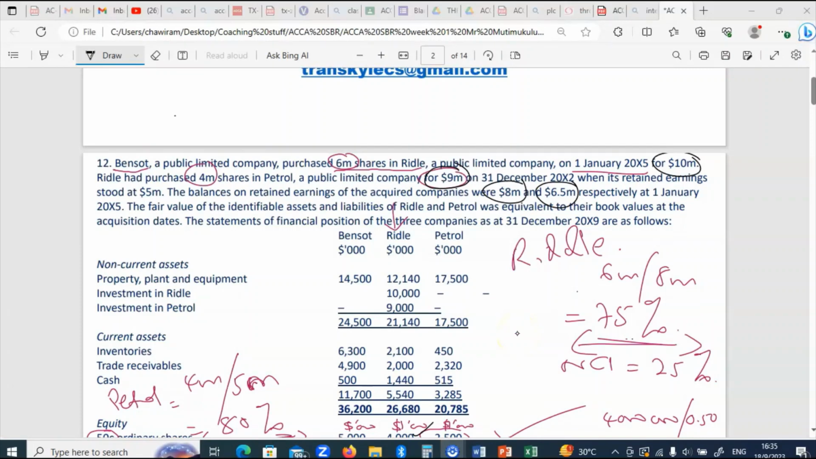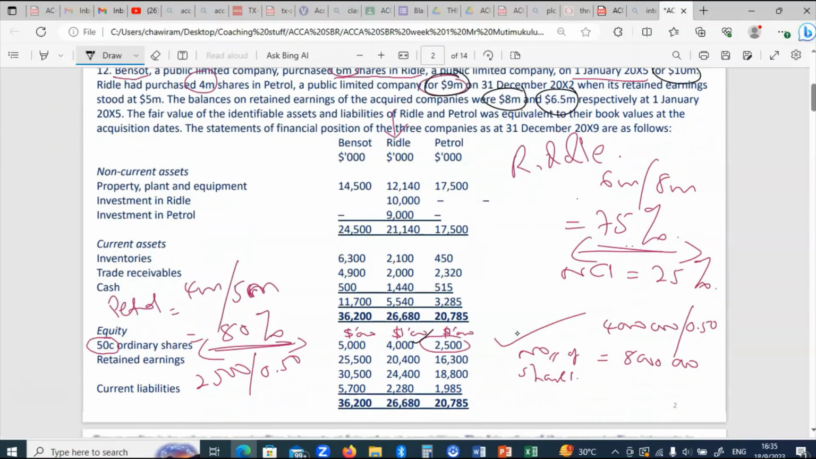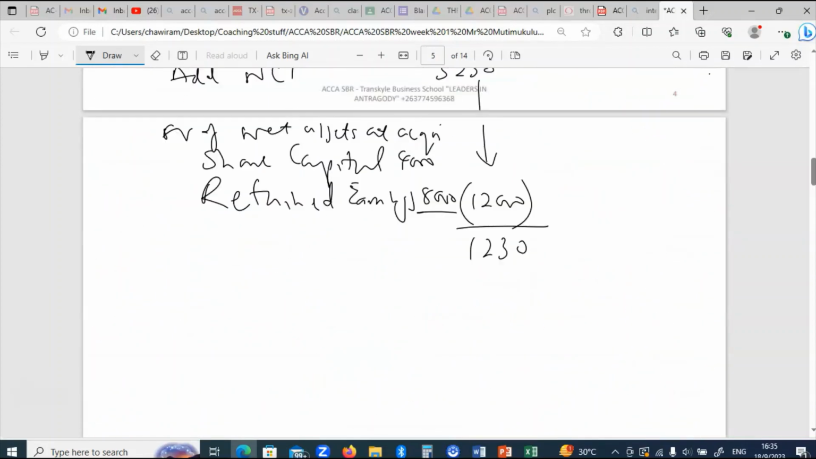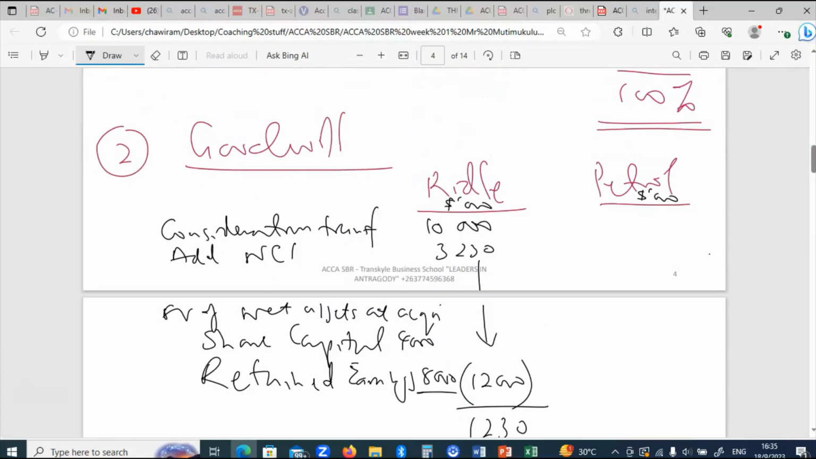Okay, now do we have to suppose that the group, or let me just say Bensot, paid 9 million in the acquisition of Petrol's shares? No way, it doesn't work like that. It was Ridu who paid 9 million. However, in the eyes of Bensot, the parent, they did not pay 9 million. So 9 million was not fully paid.